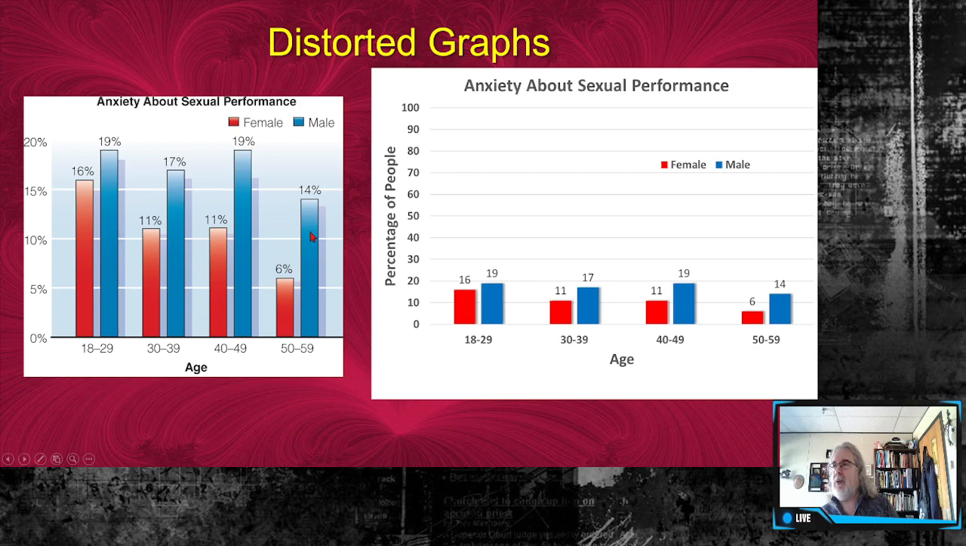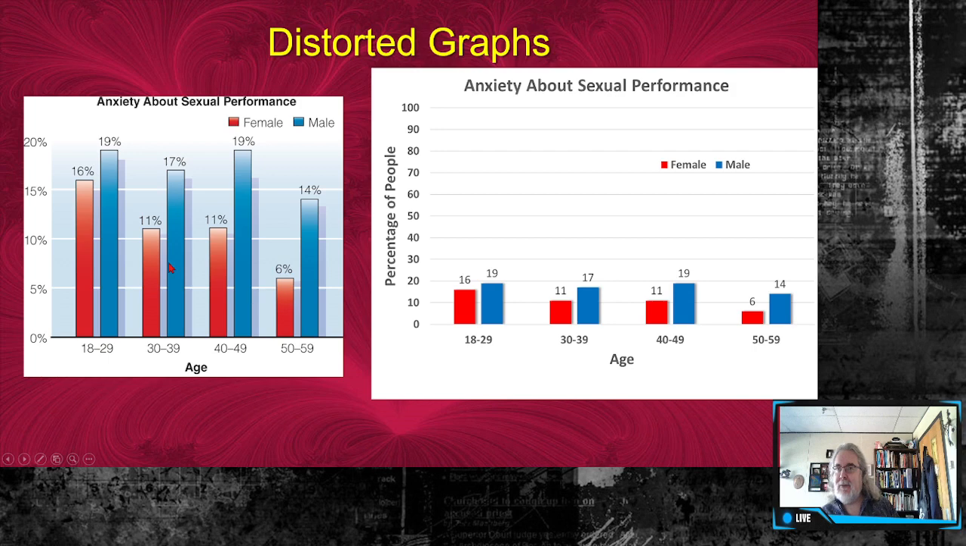So here we have two graphs. The graph on the left and the graph on the right are exactly the same, but they don't look the same. Both graphs are talking about the anxiety about sexual performance between males and females, also looking by age group. But this one only goes up to 20%, and the one on the right goes up to 100%. Well, we're looking at 100% of the population. We're not looking at only 20%.